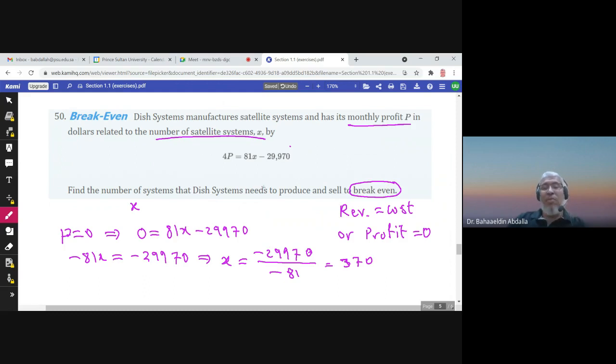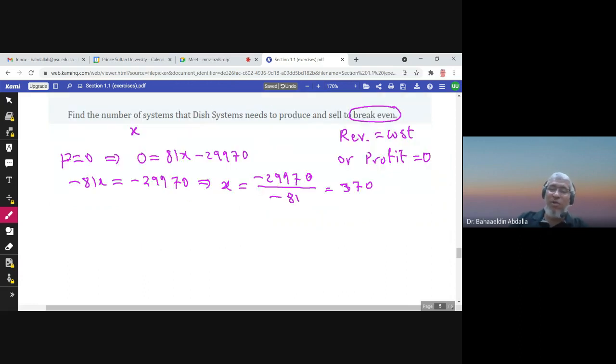So he must produce and sell 370 dish systems to break even. So after he sells 370, the revenue would be equal to the cost and the profit is zero. And after that, when he produces more dish systems, now he will get profits.